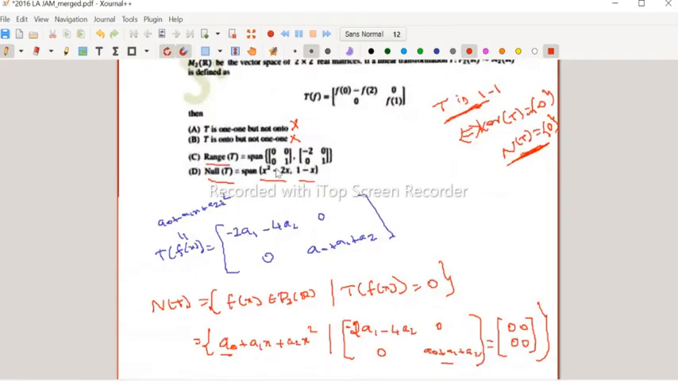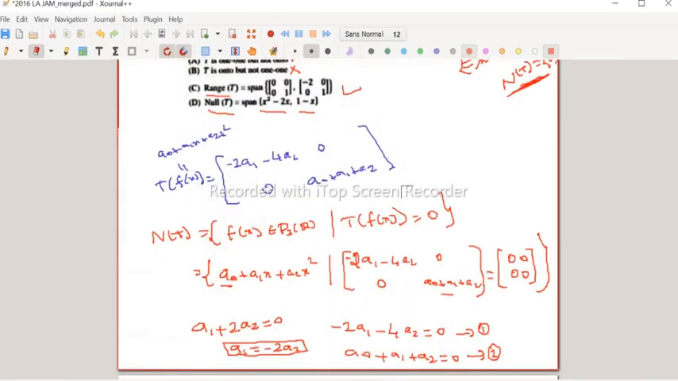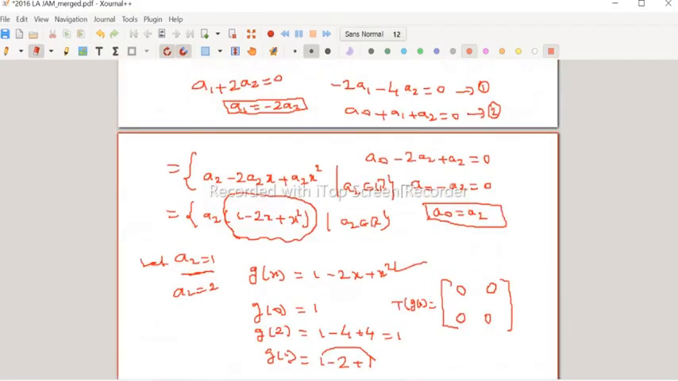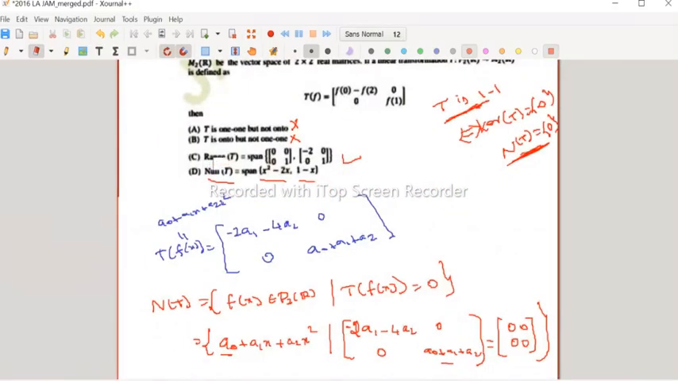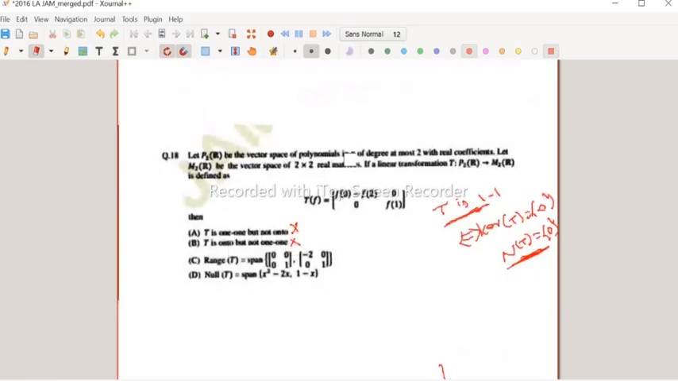The range space contains this. So that means what? A linear combination of these two. So if I made any mistake, please correct me. Okay. Now we have to check whether the range space contains the span of these matrices. If you take any element in the range space, we can write it as a linear combination of these two matrices. I think this contains.